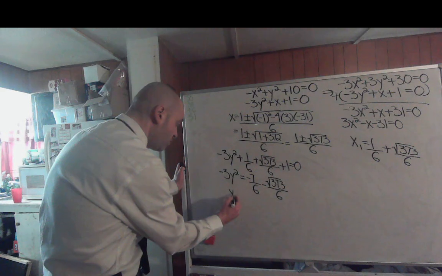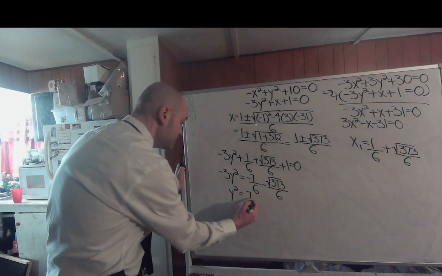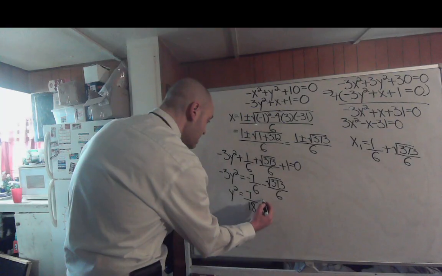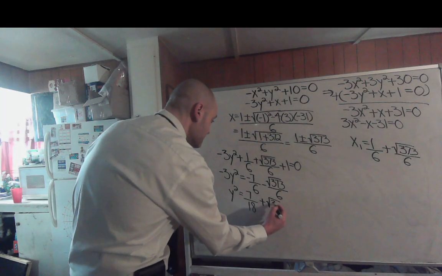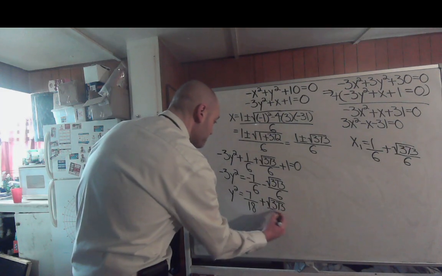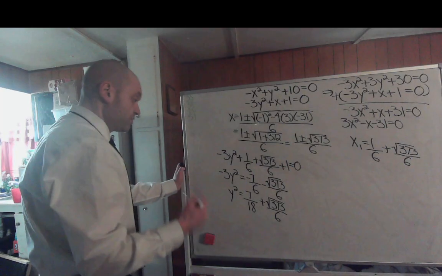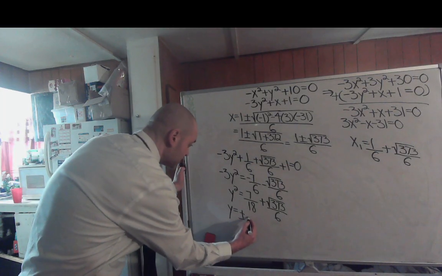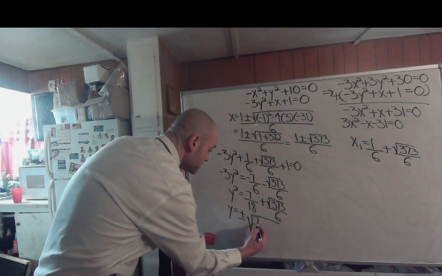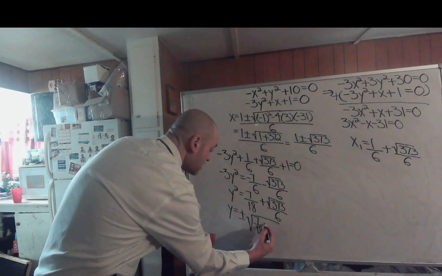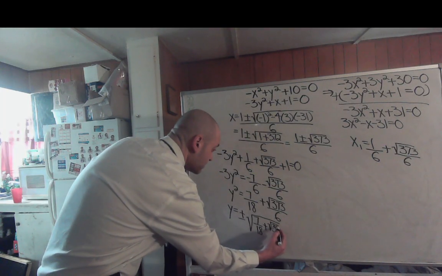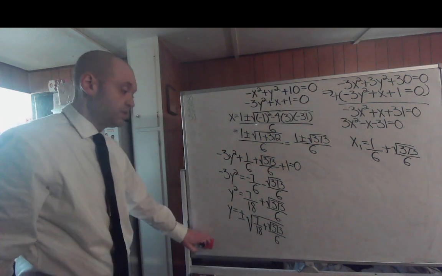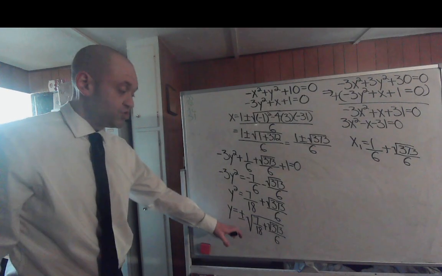which would have to mean then that y squared would equal positive 7/18 plus the square root of 373 over 18. So then y would be equal to both plus and minus the square root of this whole thing. The square root of 7/18 plus the square root of 373 over 18. So yes, you end up with a square root inside of a square root. You can totally have that too. Sometimes you will have that.